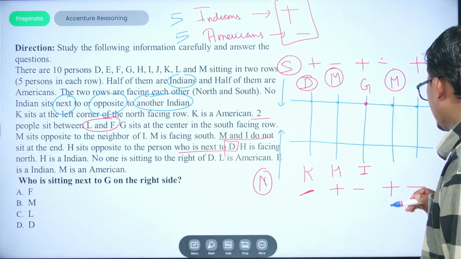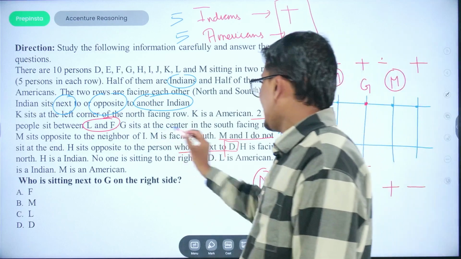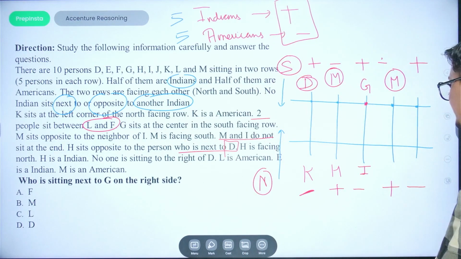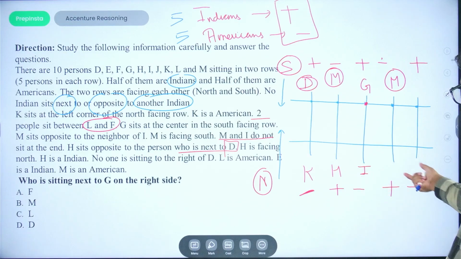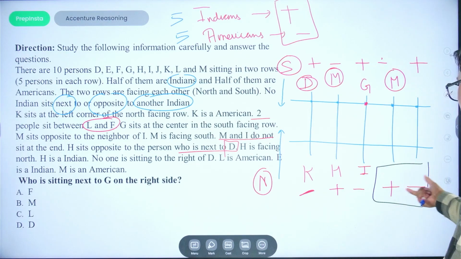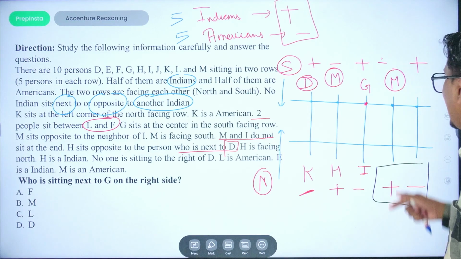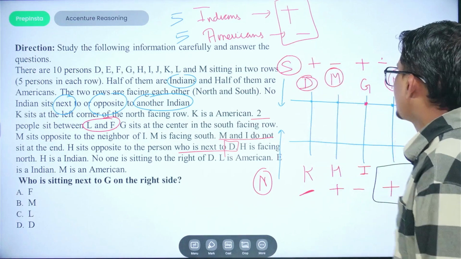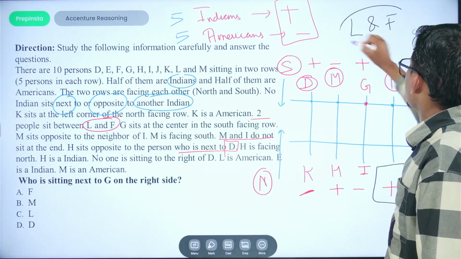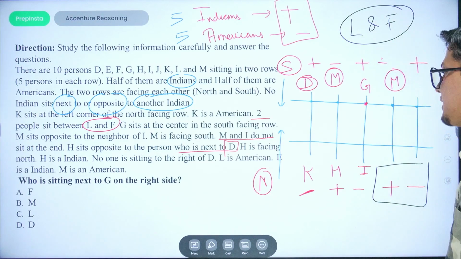M, but can L and F occupy the south facing, the north facing? क्या L and F यहाँ पे north facing वाली position पे आ सकते हैं? नहीं आ सकते. Why so? Because we have just two positions left. Can L and F occupy the south facing? Yes. अभी देखो L and F को यहीं पे face करना पड़ेगा, यहीं पे उनको position करना पड़ेगा such that they have two places in between.